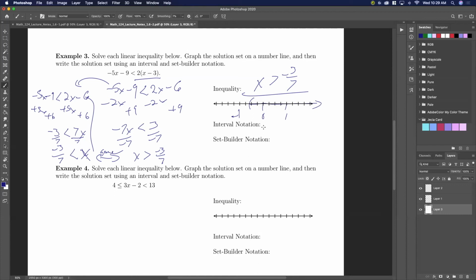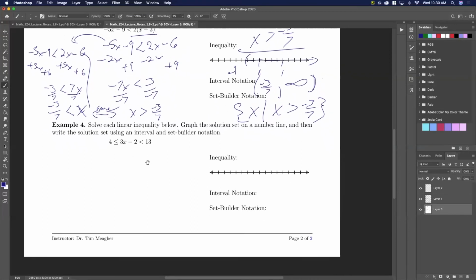In interval notation, we're not including -3/7, so that's why we have the parentheses all the way to positive infinity. We never include positive infinity or negative infinity, so that's always a parenthesis. And then we'll do the set builder notation here: x such that x is greater than -3/7.